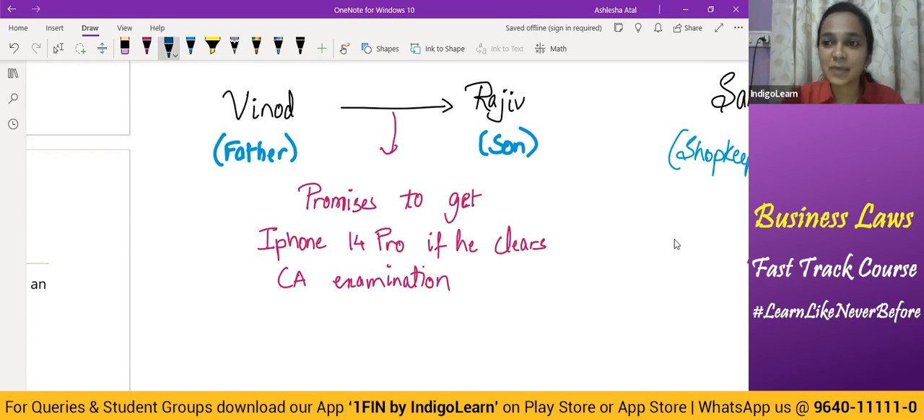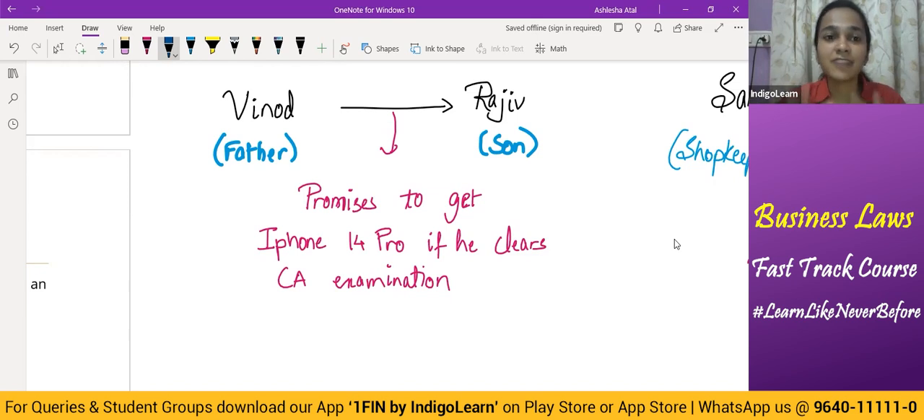Now, after clearing the examination, the first thing which Rajiv does is he goes to his dad and tells his dad that I have cleared my examination and now I want iPhone 14 Pro. Where's my iPhone? To which his dad, that is Vinod, replies that that was just to make you study harder, and that was only to motivate you. I actually did not intend to give you the latest iPhone 14 Pro, but in order to boost your morale, I said that. Now, in this situation, you tell me, can Rajiv take any action against his father?